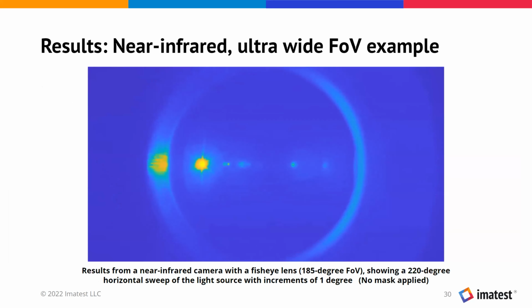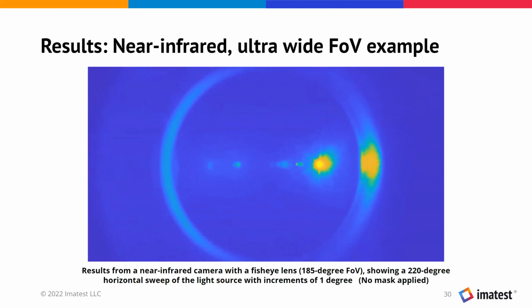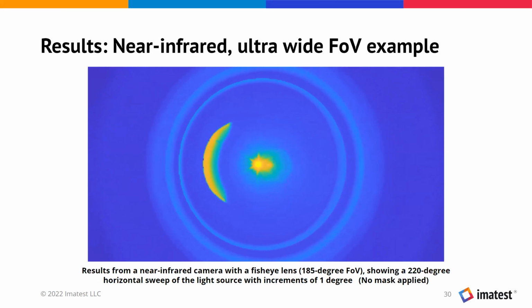They're also fun to look at. Here's an example of a near infrared result. This is a camera that's sensitive to near infrared light. We're using near infrared light, and it has a 185-degree field of view fisheye lens mounted on the camera. This GIF is showing a 220-degree horizontal sweep of the light source.